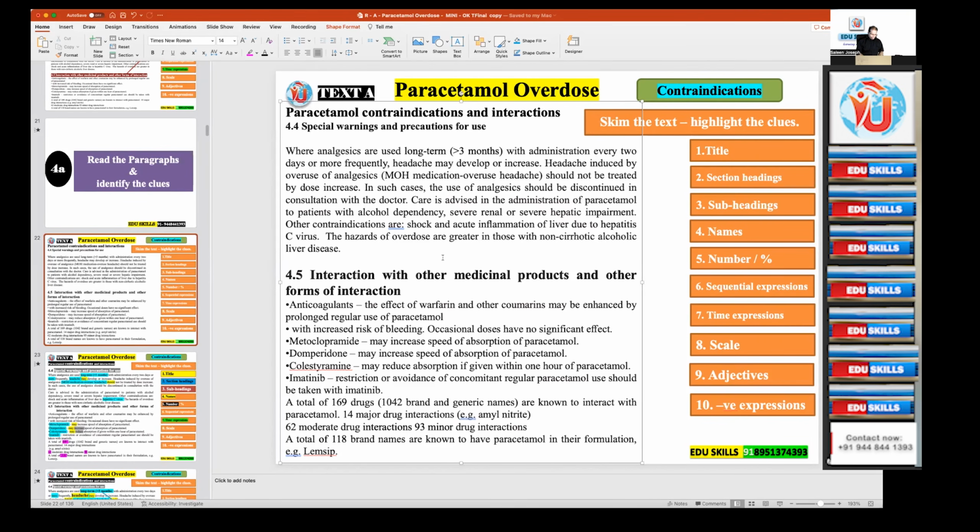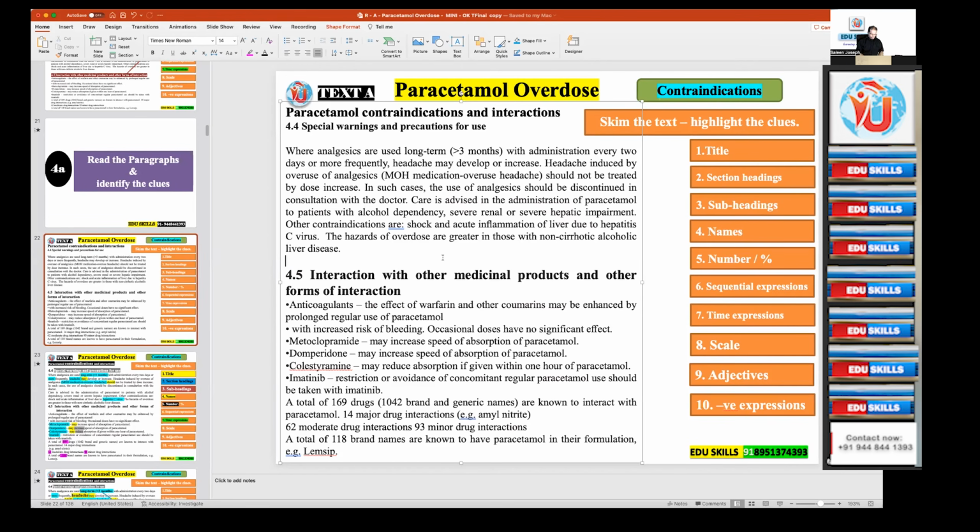Metoclopramide may increase speed of absorption of paracetamol. Domperidone may increase speed of absorption of paracetamol. Cholestyramine may reduce absorption if given within 1 hour of paracetamol. Imatinib. Restriction or avoidance of concomitant regular paracetamol use should be taken with imatinib.